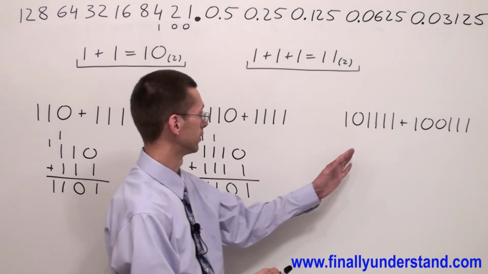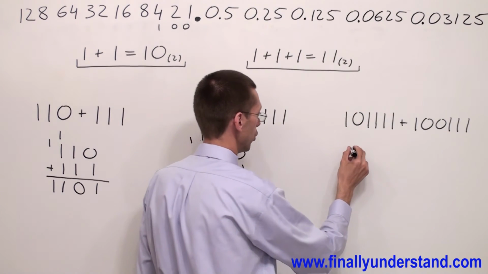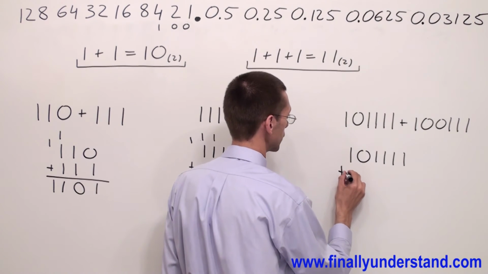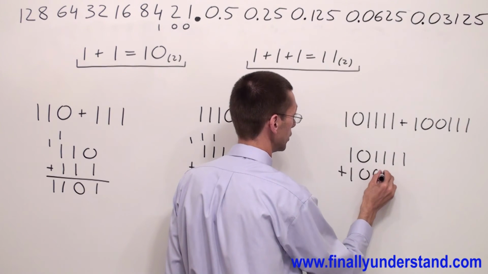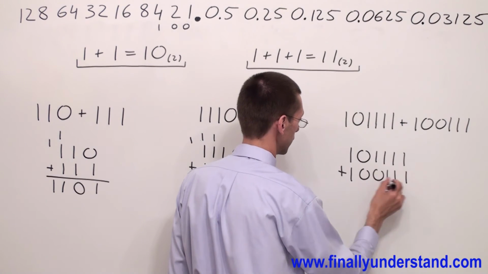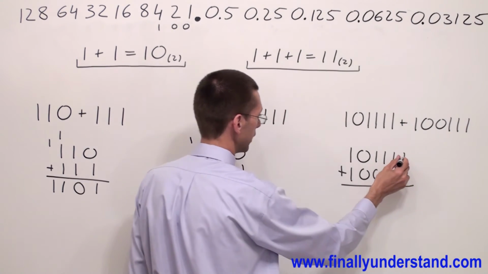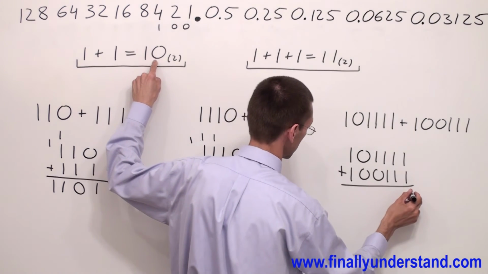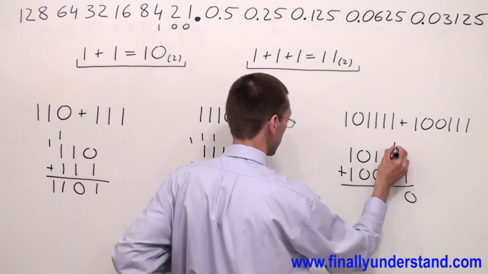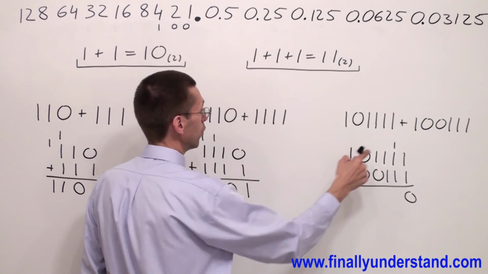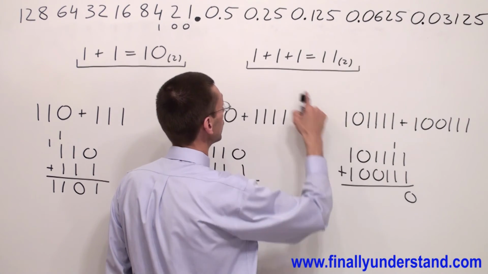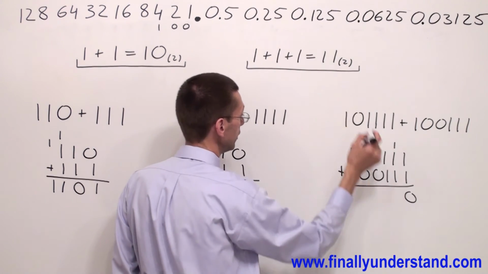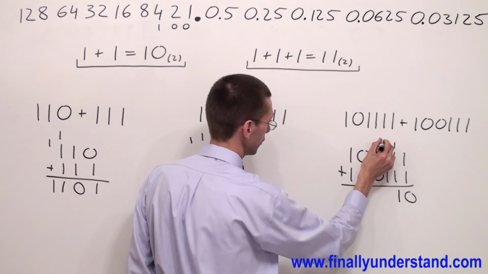Let's take a look at this example. We have 1, 0, 1, 1, 1, 1, plus 1, 0, 0, 1, 1, 1. Add them up. 1 plus 1 is 2. That's why you are going to write 0 and carry of 1. 1 plus 1 plus 1 is equal to 3. That's why you are going to write 1 and carry of 1.